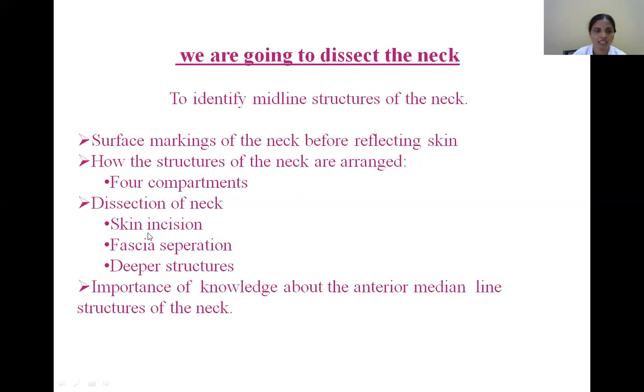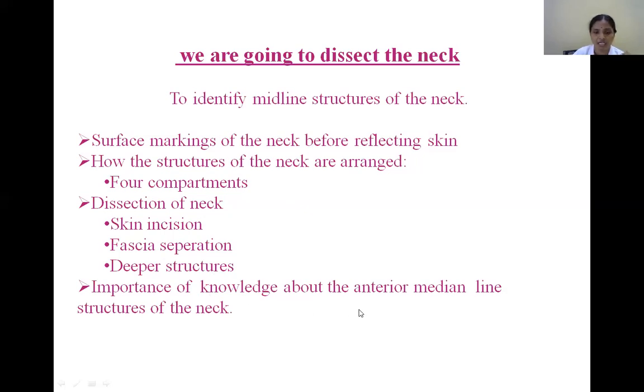In the skin incision, how to incise the skin and how to reflect the skin, and immediately what will we get? Fascia. What are those 2 fascia? Superficial fascia and immediately beneath that, deep fascia. One by one, we have to separate them. After that, we'll see the deeper structures. What are those deeper structures? We'll see one by one in the dissection.